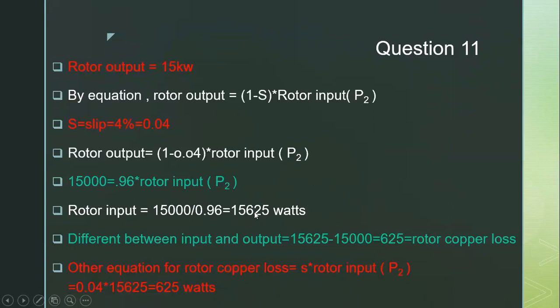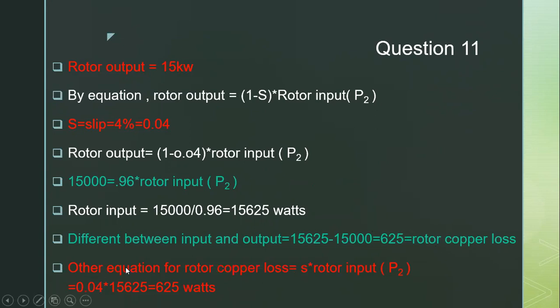From here you can easily understand that 15,625 is the input and the output is 15,000. So what is the difference? The difference is 625. The difference between input and output is the loss. That will be 625 watts, that is the rotor copper loss.